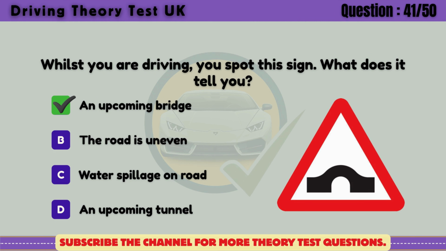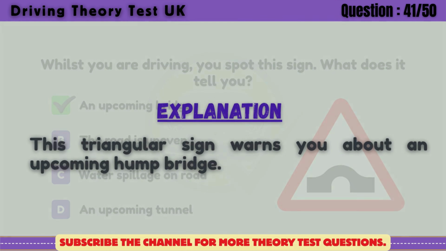Answer is A. An upcoming bridge. This triangular sign warns you about an upcoming hump bridge.